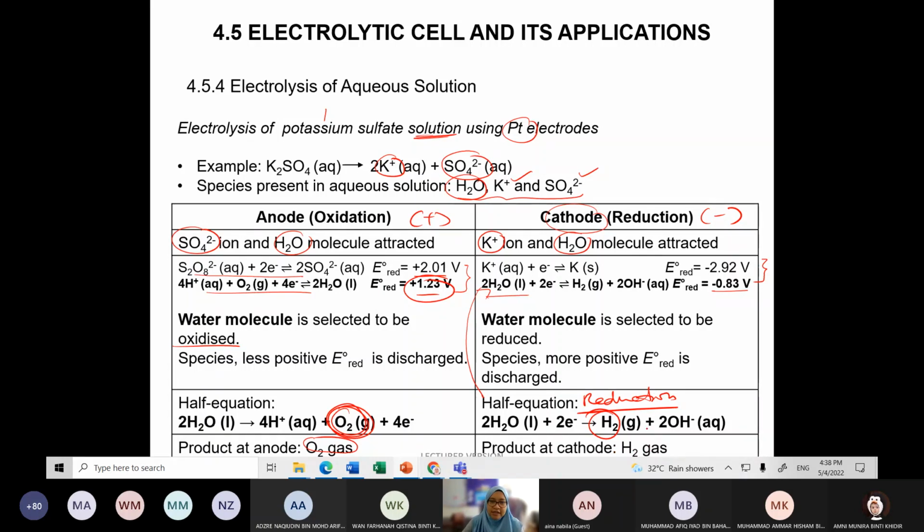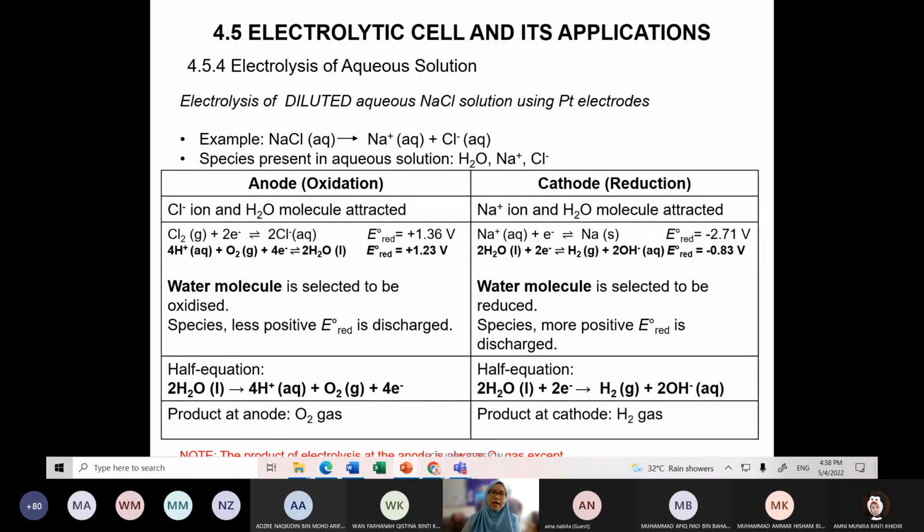You will be asked how to test and differentiate between these two, because both are colorless gases. Basically, we just compare.